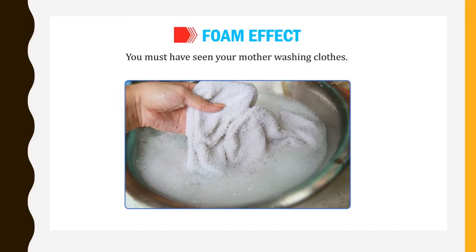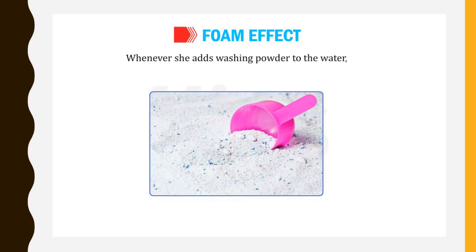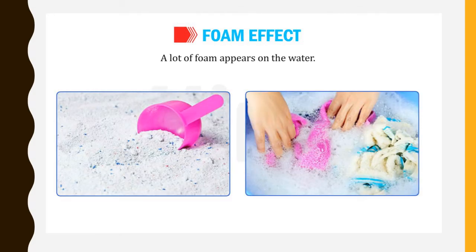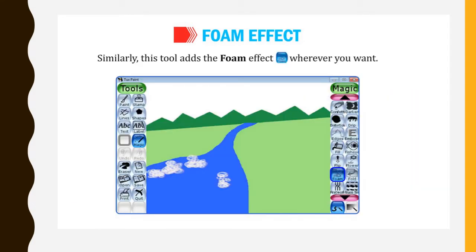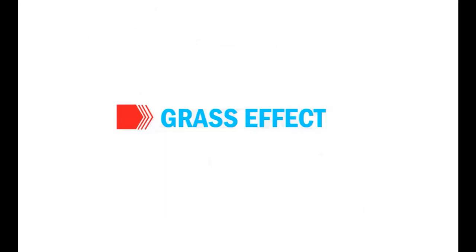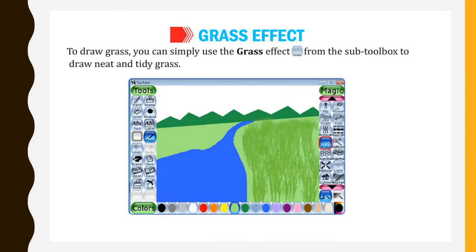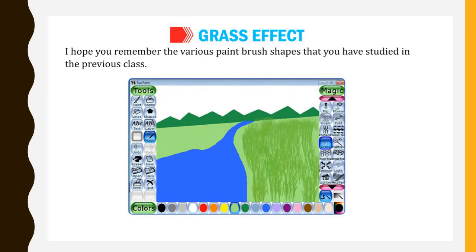You must have seen your mother washing clothes. Whenever she adds washing powder to the water, a lot of foam appears on the water. Similarly, this tool adds the foam effect wherever you want. Next, grass effect. To draw grass, you can simply use the grass effect from the subtool box to draw neat and tidy grass. I hope you remember the various paintbrush shapes that you have studied in the previous class.